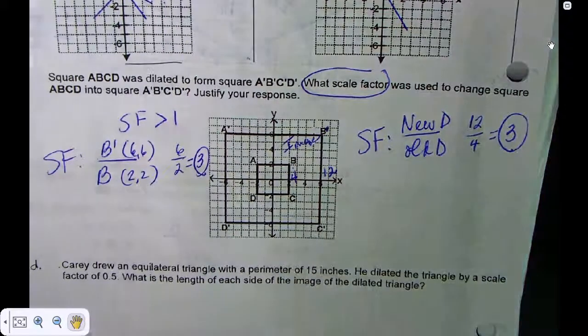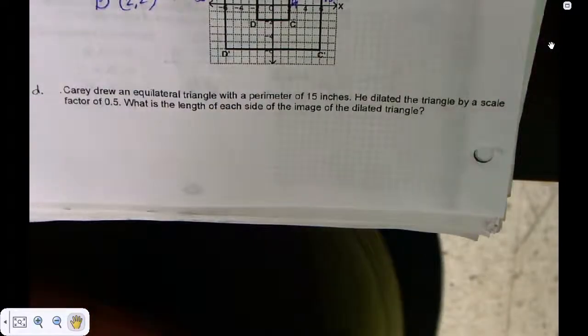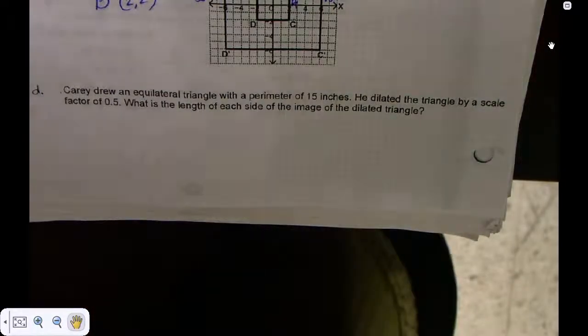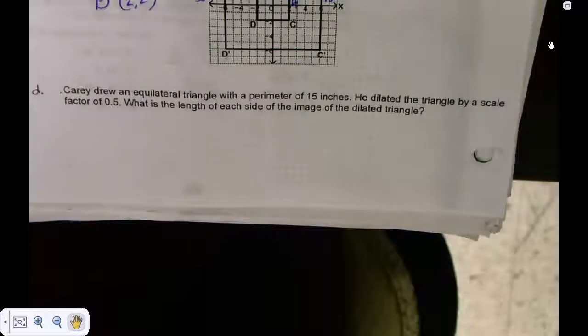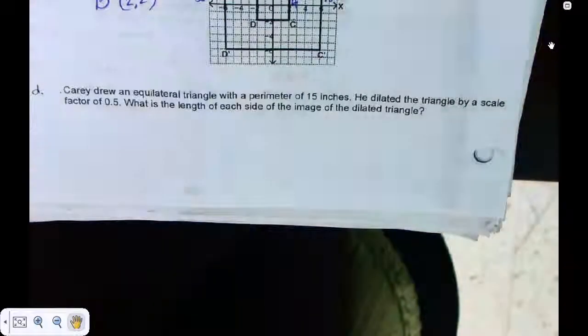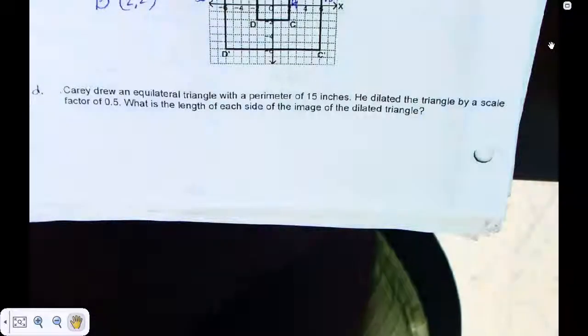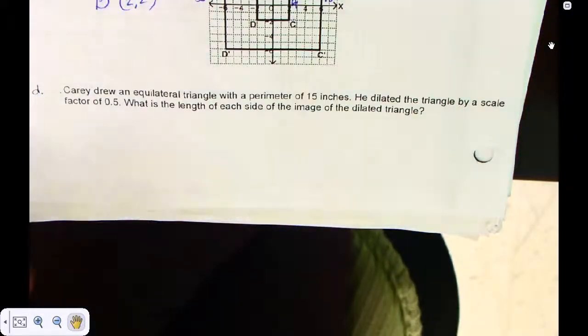Okay, look at D. As I read, please draw, if you know what to draw. Carrie drew an equilateral triangle, don't say anything, with a perimeter of 15 inches.